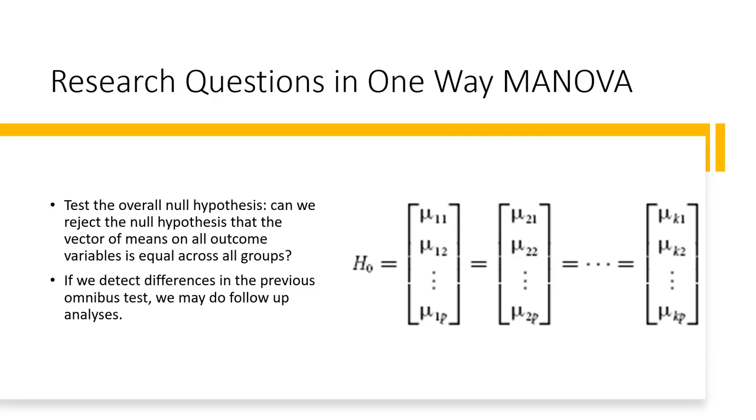So what might our research questions look like in a one-way MANOVA? So we can test the overall null hypothesis. Can we reject the null hypothesis that the vector of means on all outcome variables is equal across all groups?